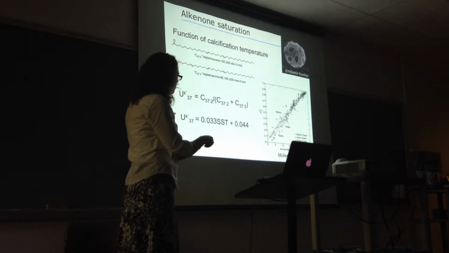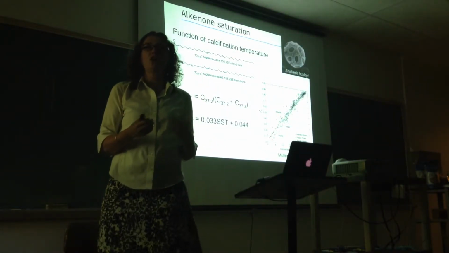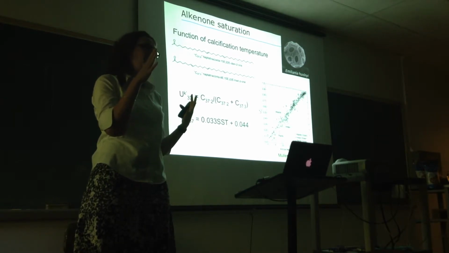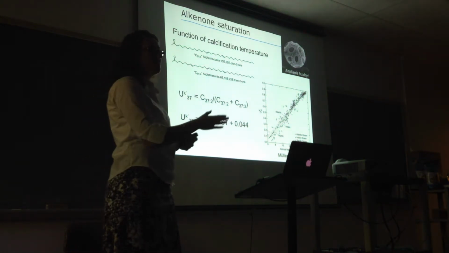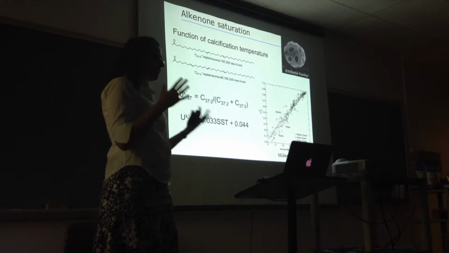This index, this ratio, is related to sea surface temperature. Somebody actually figured this out on a cruise, where they were just measuring organic material in the sediment. They were in the North Atlantic, doing a transect, and they noticed this trend in this molecule. It's a really big molecule.